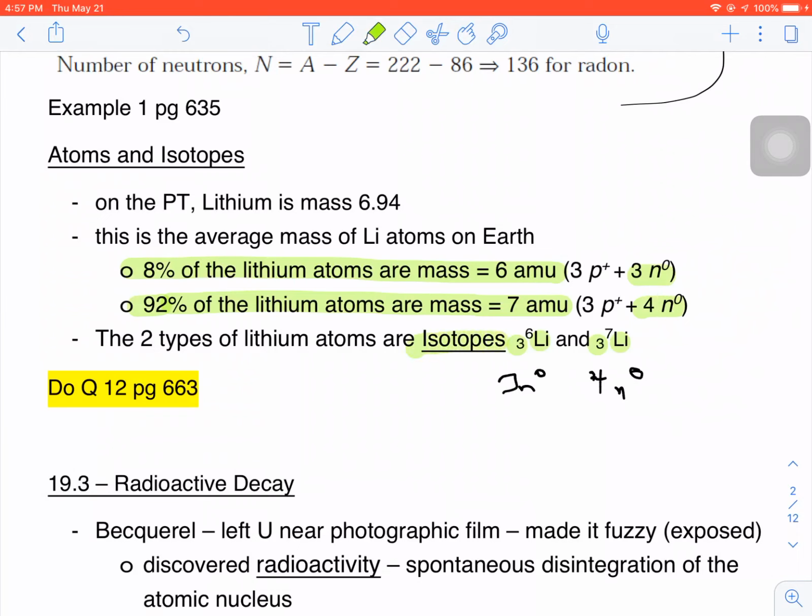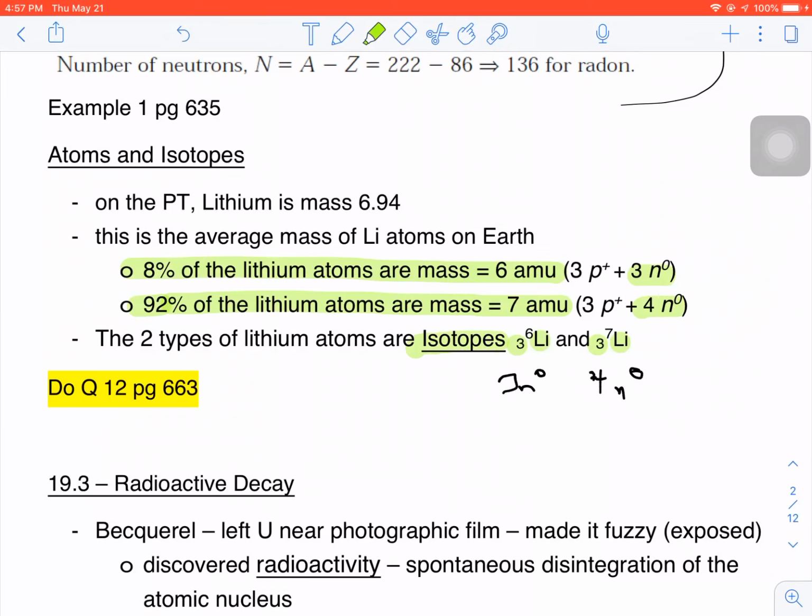So isotopes are 2 different versions of the same element that have different masses. Okay, one more time. Isotopes are different versions of an element. In other words, they all have the same number of protons, but they have different masses. In other words, they have different numbers of neutrons.